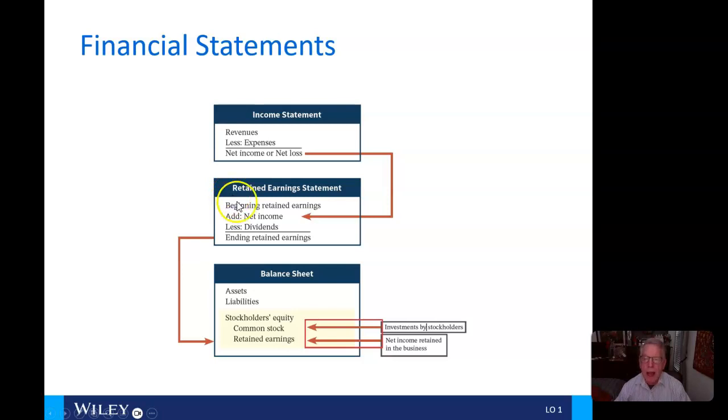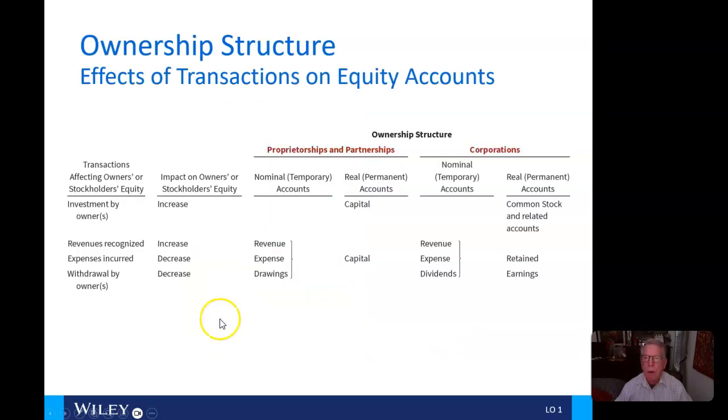Then we bring that net income, as I explained a second or two ago, into the statement of retained earnings. We add that to beginning retained earnings. We subtract out any dividends, and that gives us our ending retained earnings. That ending retained earnings then goes into the balance sheet here. And so we have stock and retained earnings, plus our assets and liabilities on the balance sheet. So as you can see, we need to do those statements in a specific order.